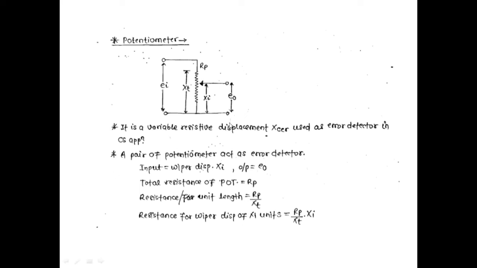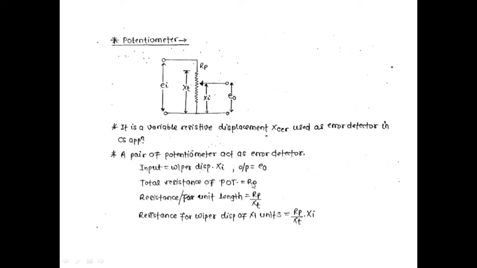Now, a pair of potentiometers acts as an error detector. The input is the wiper displacement Xi. The output is the voltage E0. That means whatever the position of this wiper, it will decide the value of this voltage.